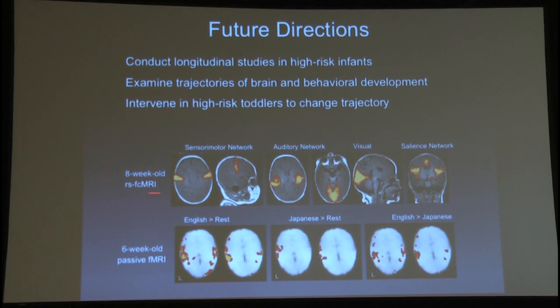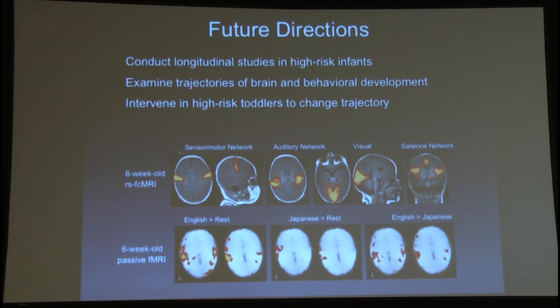Well, to test that, we played language. In this case, this is a 6-week-old baby. We played language to a sleeping baby that was either in their native language, English, or in Japanese, and we compared them. And this is the difference between English and Japanese. A 6-week-old infant could tell the difference between their native language and the non-native language. Their brains know the difference already.